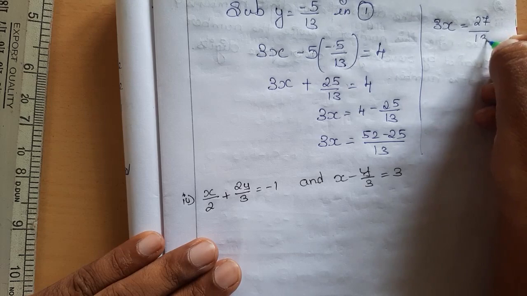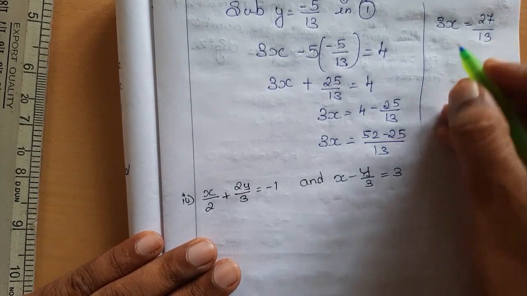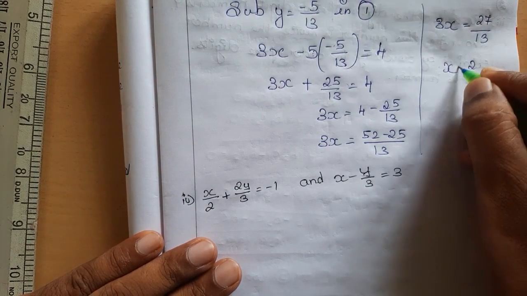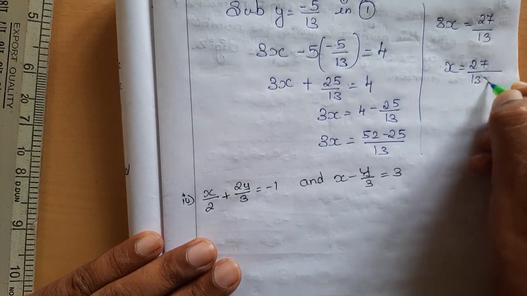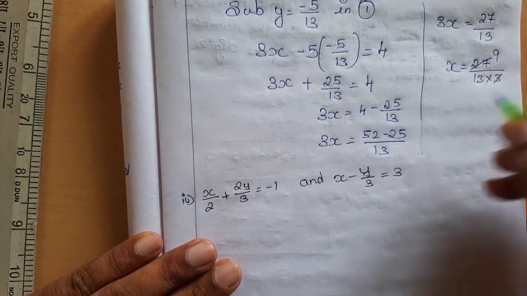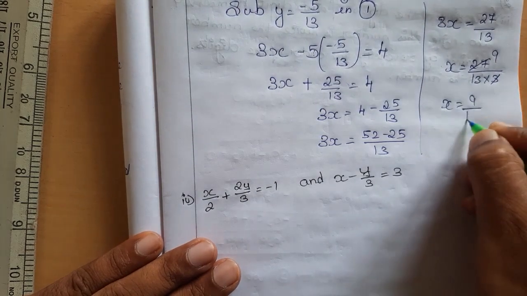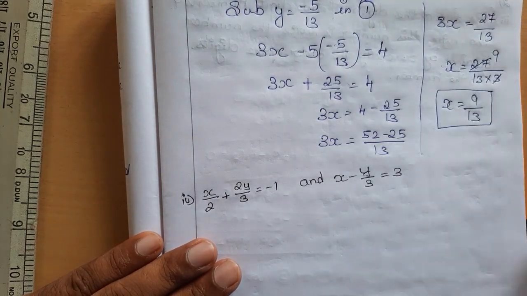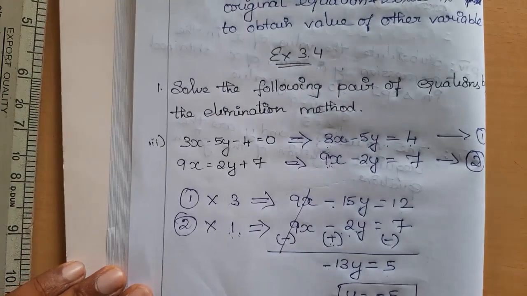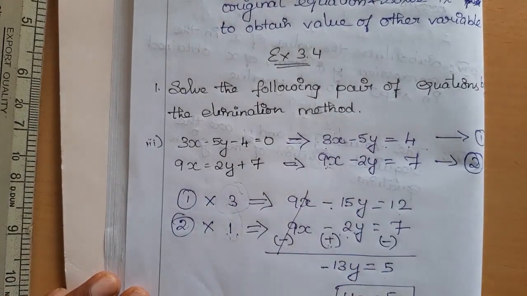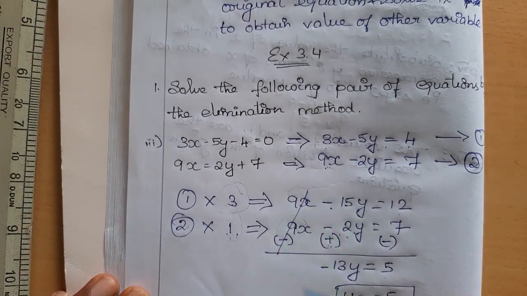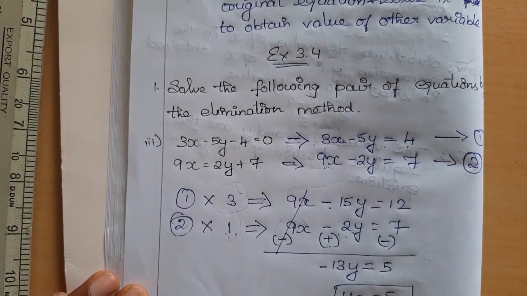27 by 13. 13 and 27 will not be cancelled. So we'll take the 3 to this side, it will become a division. So x is equal to 27 by 13 into 3, and 3 and 27 can be cancelled: 9 3s are 27. So x is equal to 9 by 13. This is the x value. Clear? So the main thing is we have to choose this number wisely, the number which makes the coefficients the same. You can try for x or else for y.